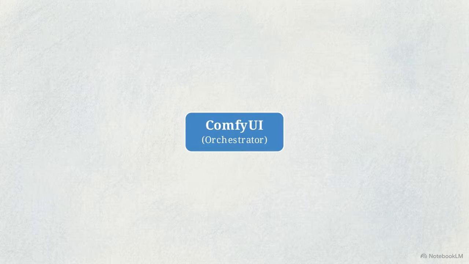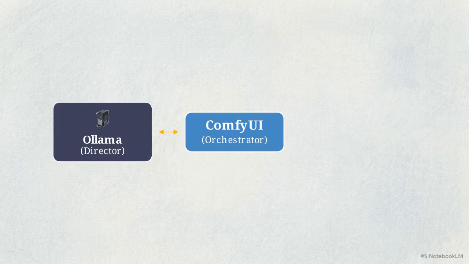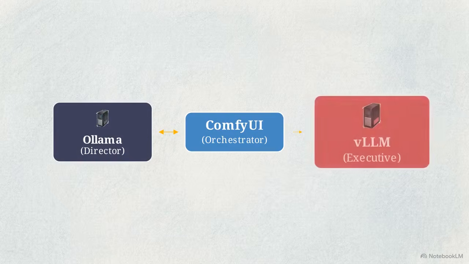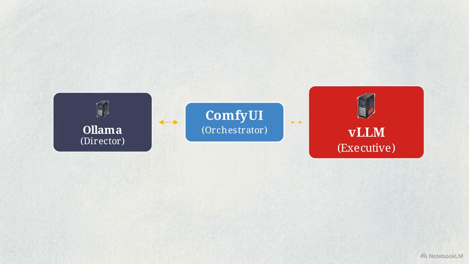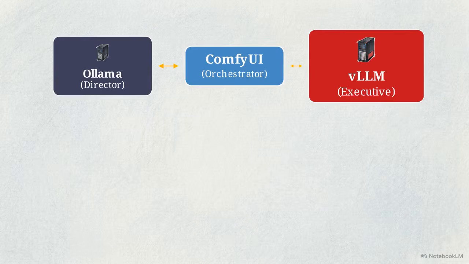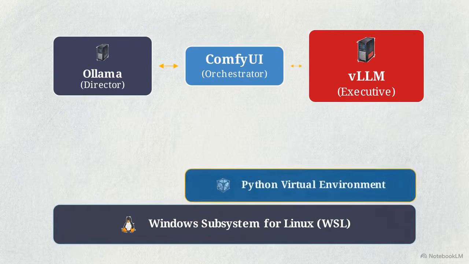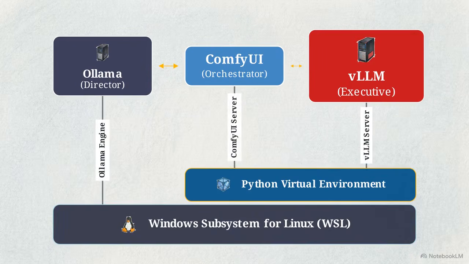ComfyUI acts as a central bridge. On the left, an Ollama server runs a lightweight director model brainstorming instructions. On the right, a vLLM server runs a heavyweight executive model. This bridge requires a foundation: Windows Subsystem for Linux, a virtual environment, vLLM, and ComfyUI.